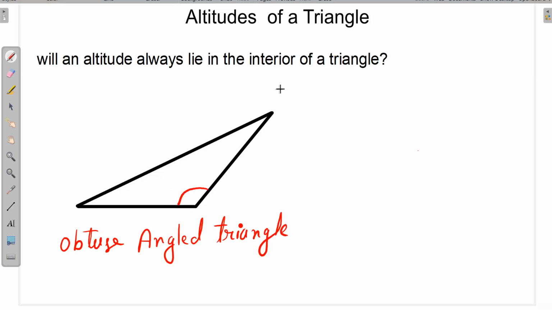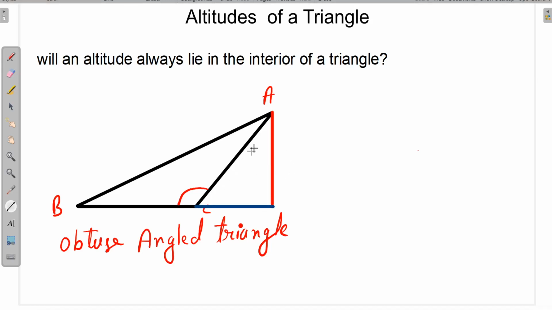Now what is the altitude from A? From B we draw, it becomes inside the triangle. From C we can draw, it is also inside the triangle. But from A we cannot draw a perpendicular line directly. From A this should be perpendicular, but it is outside the triangle. So to touch it we have to extend the BC line. So here I am extending the BC line.